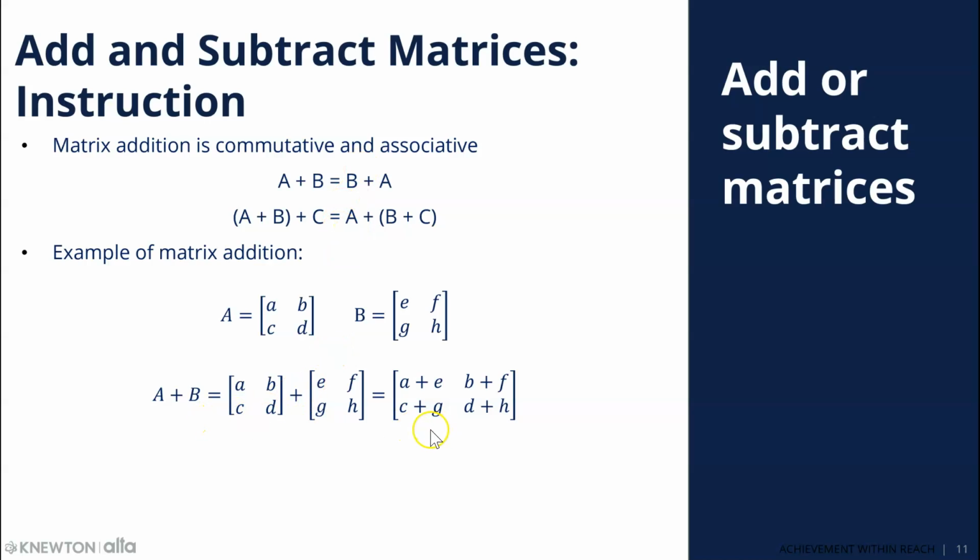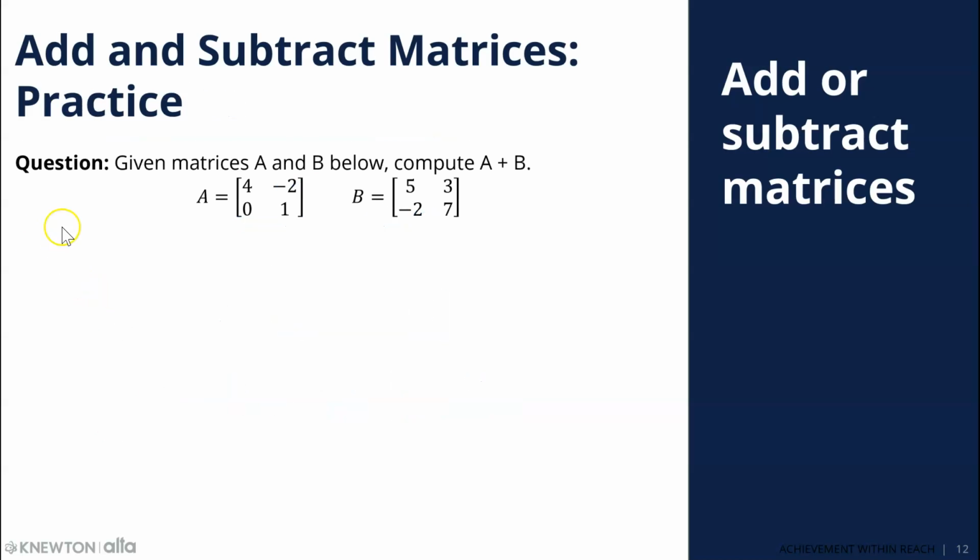So to illustrate addition of matrices, we take a look at this example. Suppose you're given matrix A here with these entries and matrix B with these entries. To add matrix A and matrix B, you just add corresponding entries. So this entry here is equal to the sum of A and E. And then this entry here is equal to B plus F. And this entry here pertains to the sum of C and G. And the entry here pertains to the sum of D and H.